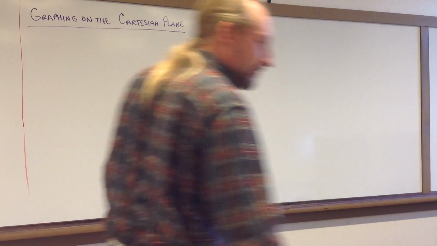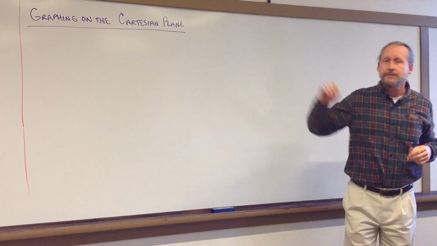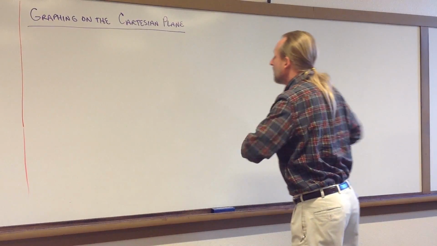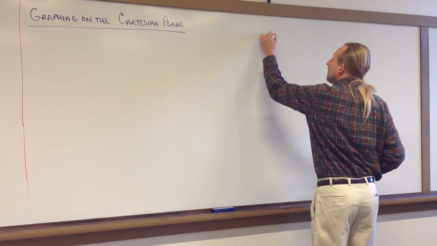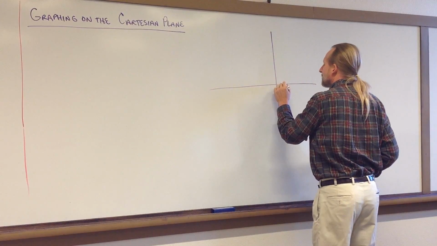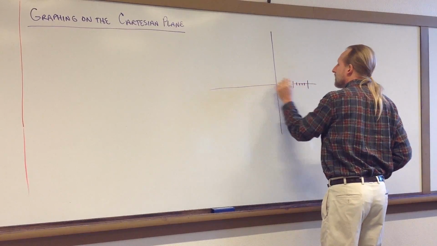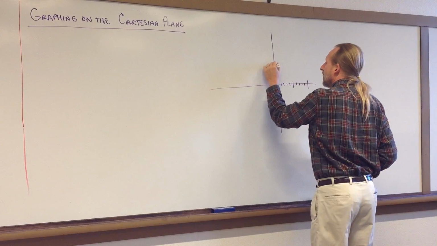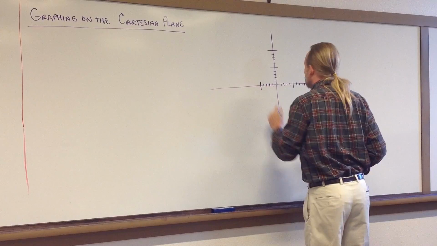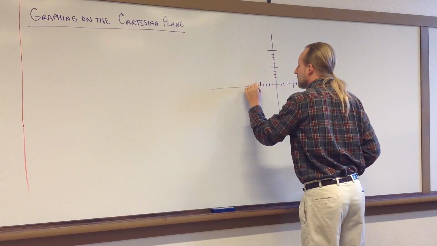Well, this is the first of two videos that we're going to do on graphing. So the Cartesian plane is what people call what is sometimes also referred to as the coordinate axes. And this is a two-dimensional figure. We have a horizontal and a vertical axis.